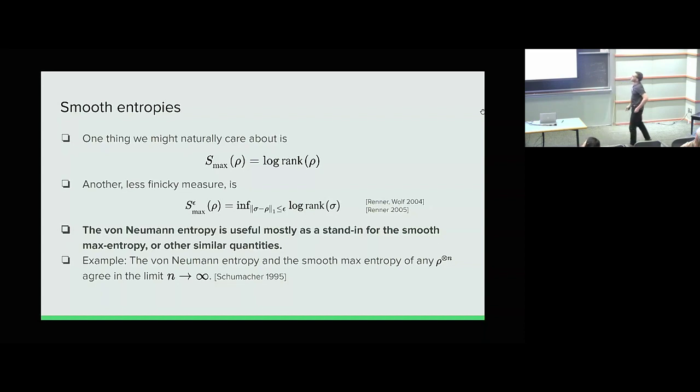One thing I want to say is that in information theory, the von Neumann entropy is useful not in its own right, but mostly as a stand-in for the smooth max entropy or other so-called operational quantities that have a more direct interpretation. As an example, there's this very famous theorem, the quantum version of Shannon's noisy coding theorem, which is that the von Neumann entropy and the smooth max entropy of any state agree in the limit as you take a large number n of copies of it. This is sometimes called an asymptotic equipartition theorem. It's called typicality, it's called focusing on typical sequences. It has a lot of names. But this is why information theorists really care about the von Neumann entropy, because it's a stand-in for this other thing.